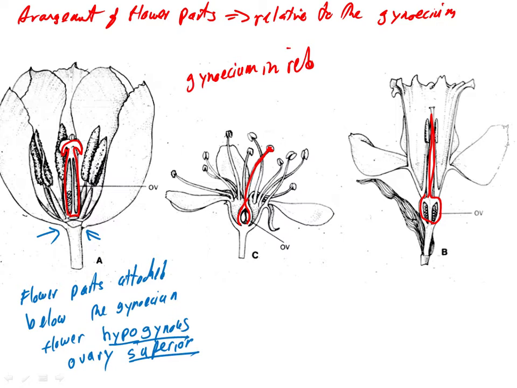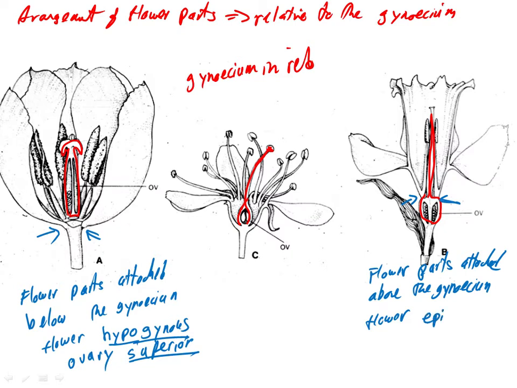The other end of the spectrum is down at the right side. And in this case, the flower parts are attached above the gynoecium. So here's the attachment of the flower parts at the blue arrow. You see that that ovary is below them. Now the style sticks up above them, but the ovary is below them, and that's really what we're concerned about here. So this flower is epi, above, gynous, female, above the gynoecium, epigynous. But of course we don't say it that way, we say epigynous. The flower is epigynous. The ovary is inferior. It is below.